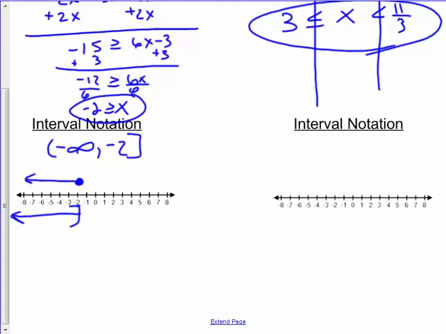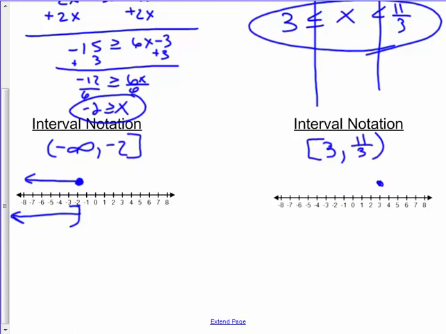So I have 3 is less than or equal to x, less than or equal to 11 thirds. 11 thirds, that's 3 2/3 here. So I'm going from 3, close a bracket, because I can use that, all the way to 11 thirds. A parenthesis means I don't get to 11 thirds.